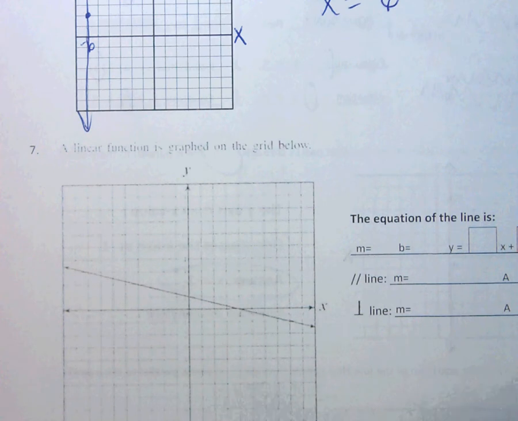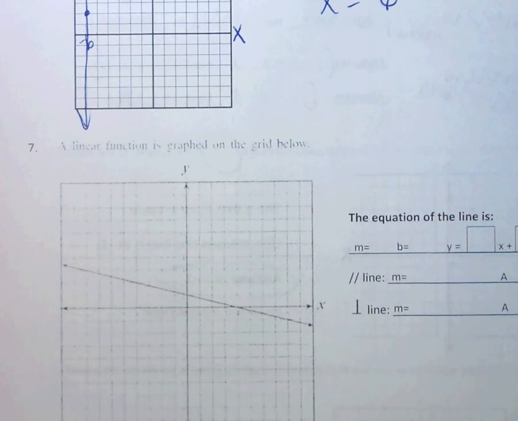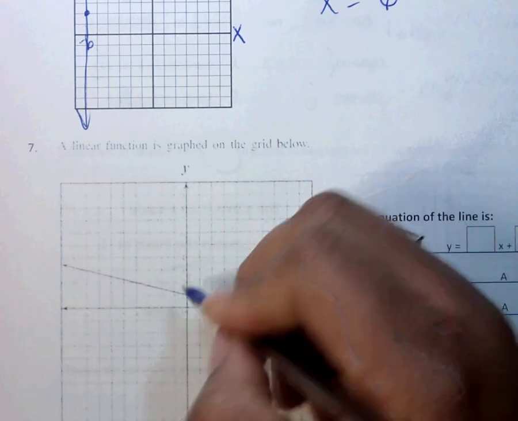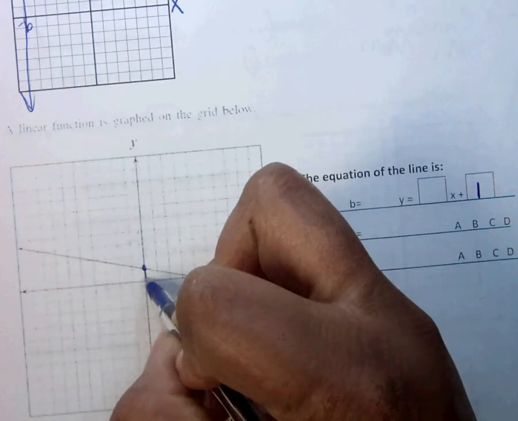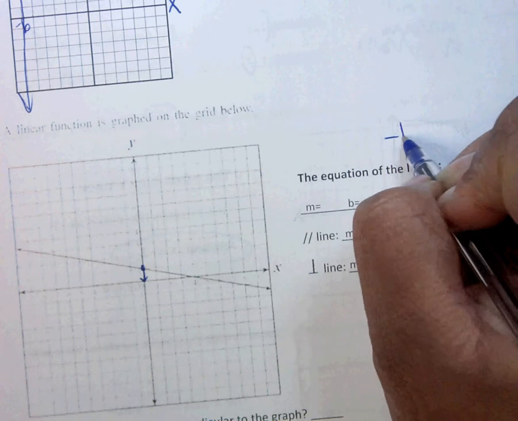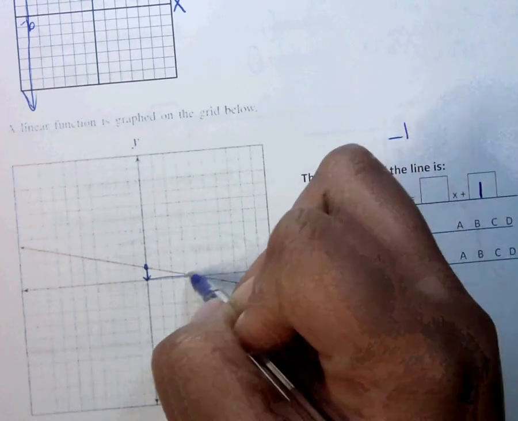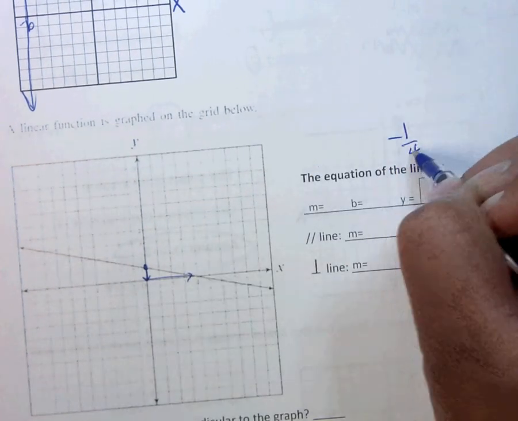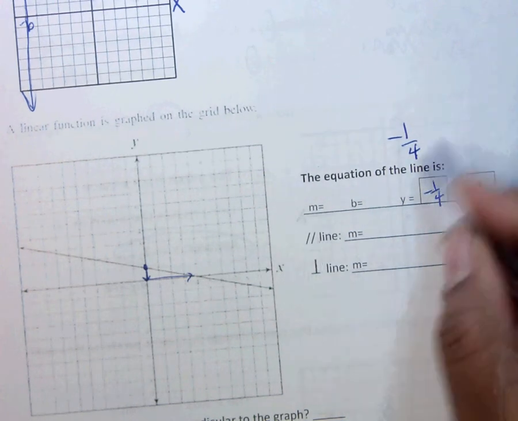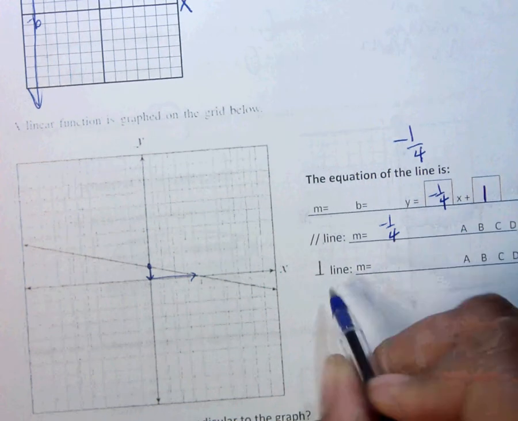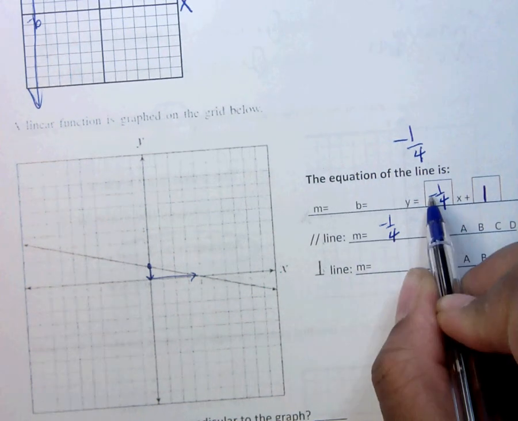Now, on number 7, I need to find the equation of this line and figure out what's parallel and perpendicular to it. So I'm at 1 for B. I go down 1 and I go right 4. Right is positive, so the slope is this. For parallel, I need the same slope. For perpendicular, I have to change the sign and flip it.